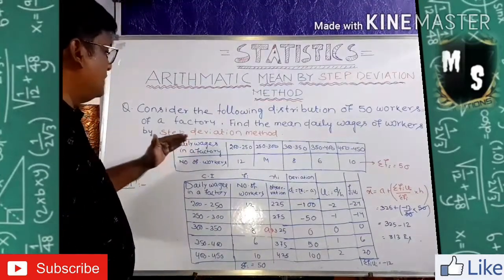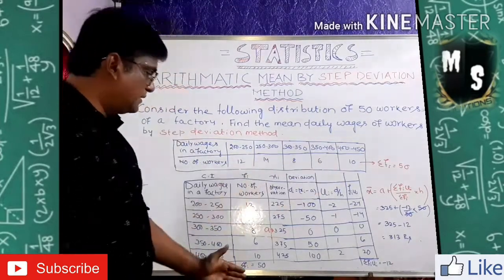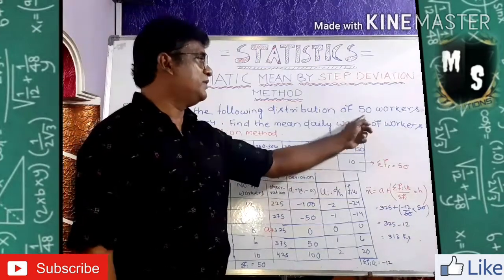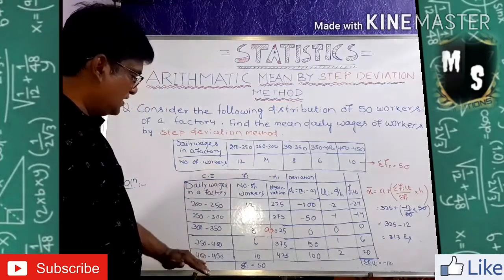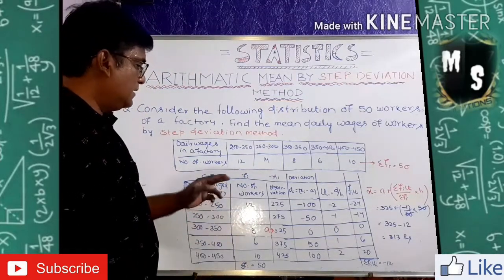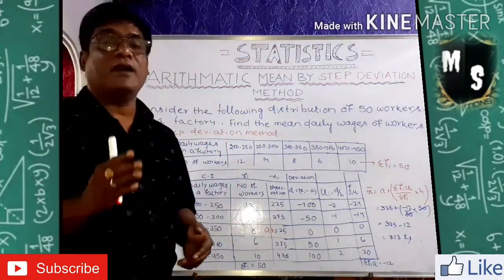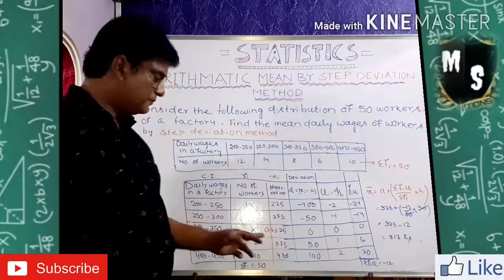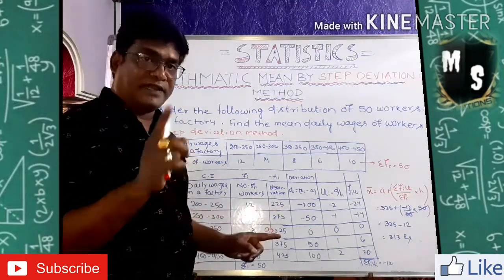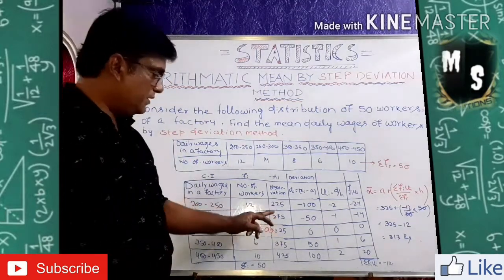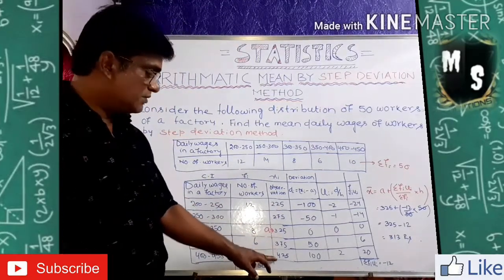So I put all the CI vertically and the corresponding frequencies like that, and here sigma fi is 50 because 50 workers are there. So sigma fi is 50. Very clear to you. Now you write the CI column here and the FI column here, and go for the observation column because the data is grouped. So we go for the observation column, or the mid value, by adding upper boundary plus lower boundary by 2. Then I add my gap. What is my gap? 50. 225 plus 50, 275 plus 50, 325 plus 50, 375 plus 50, 425.